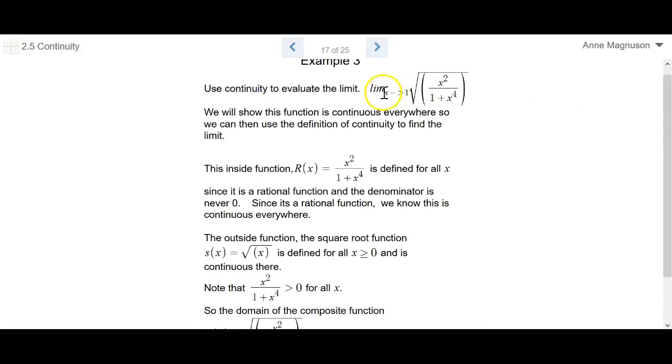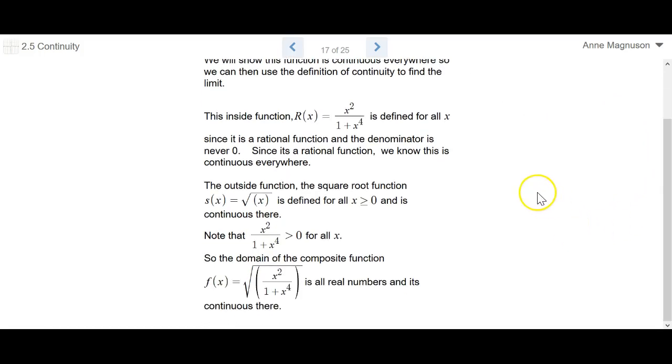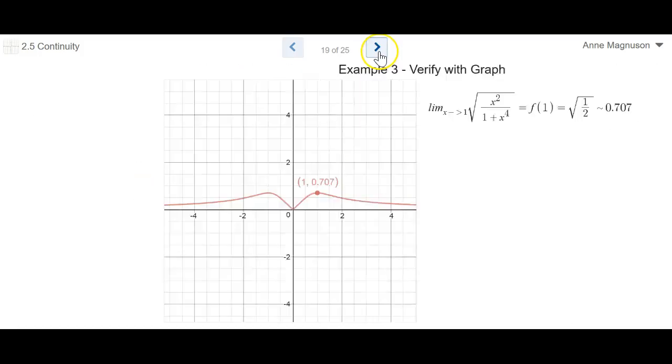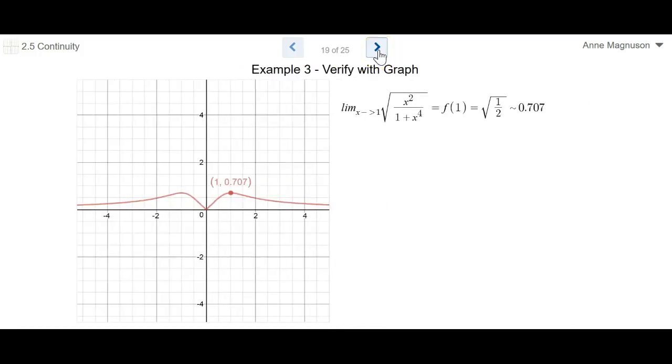So that means that the limit as x approaches 1 of this function must actually equal f of 1, because that's the definition of continuity. So since we know it's continuous, we can evaluate the limit by just plugging in 1 into the function, and we get the square root of 1/2. There's the graph you can verify with.